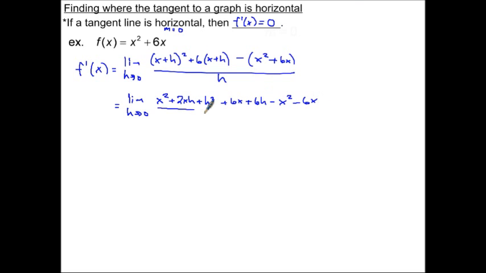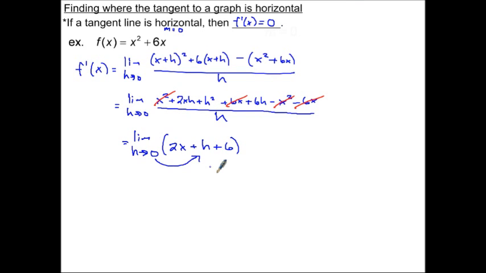And again, lots of good stuff cancels out. X squared goes away, negative 6x and positive 6x go away. And we're left with everything that has just an h in it on top. And so I can now reduce and get the limit as h approaches 0 of the polynomial 2x plus h plus 6. And now plugging that 0 in anywhere I see an h lets me know that my derivative is equal to 2x plus 6.